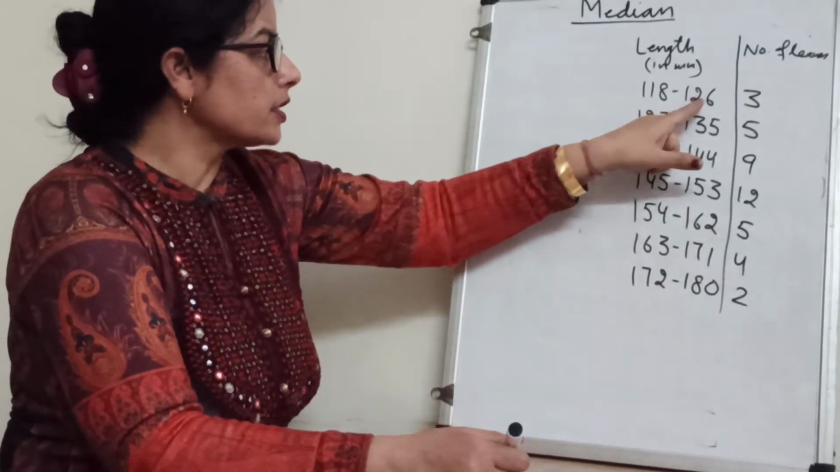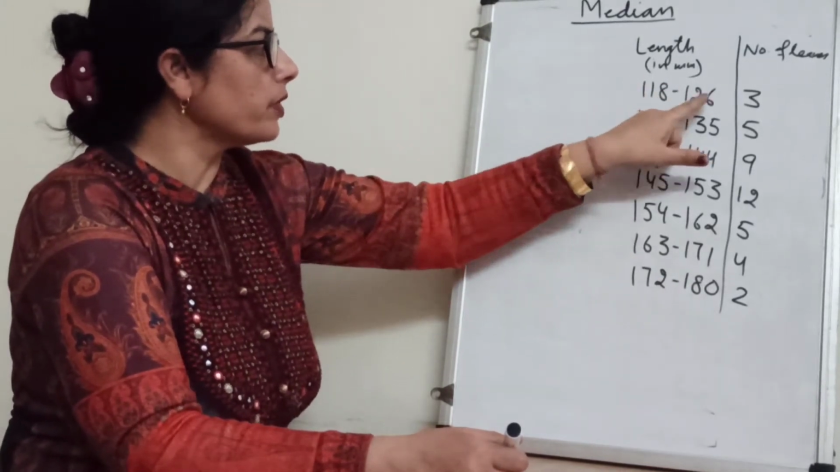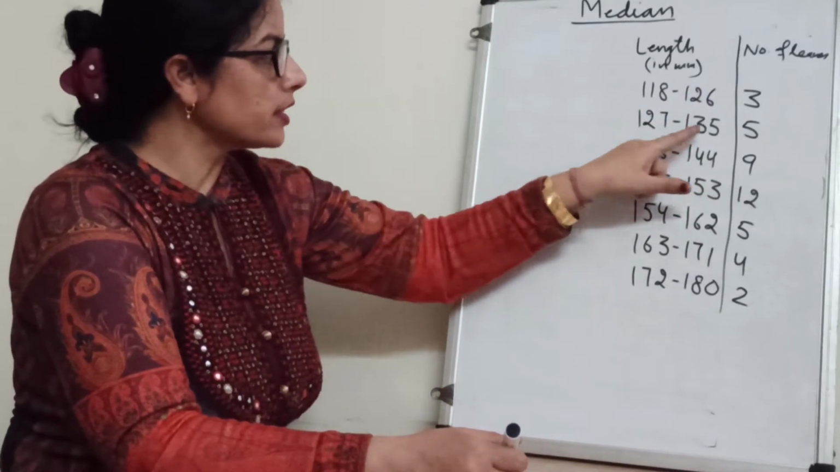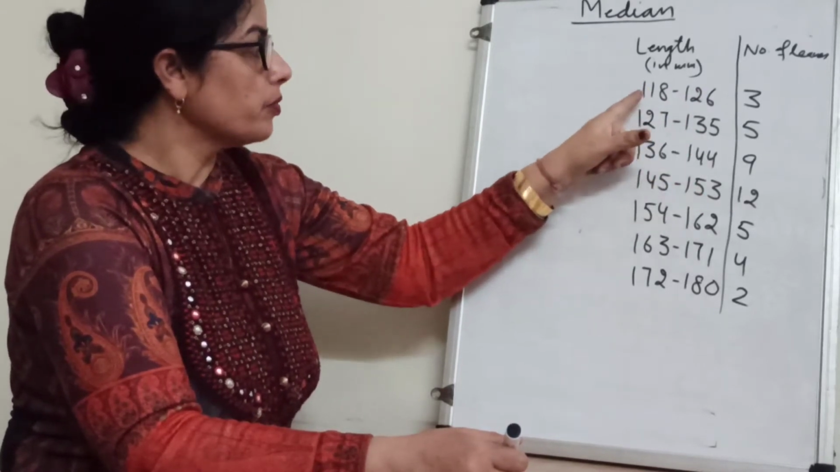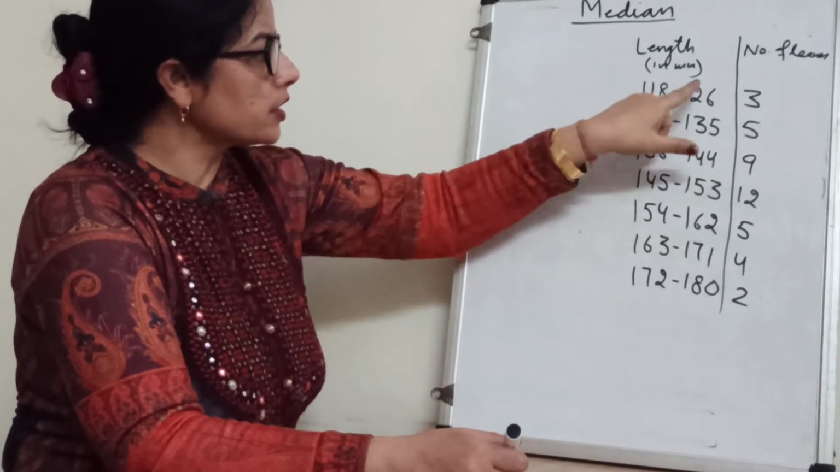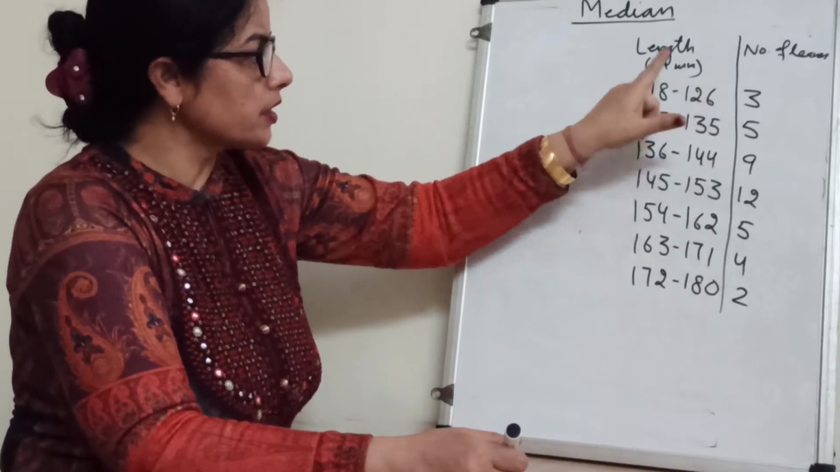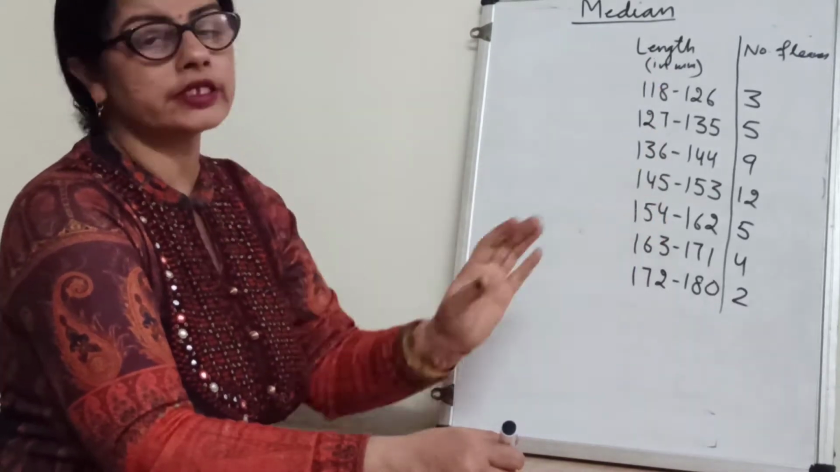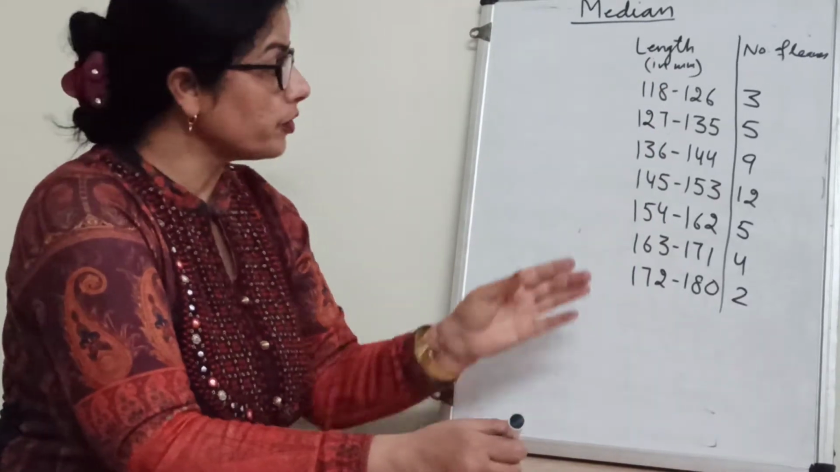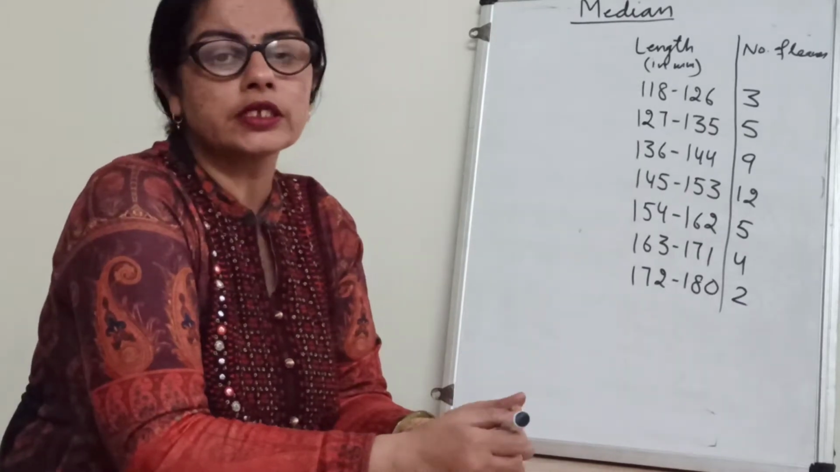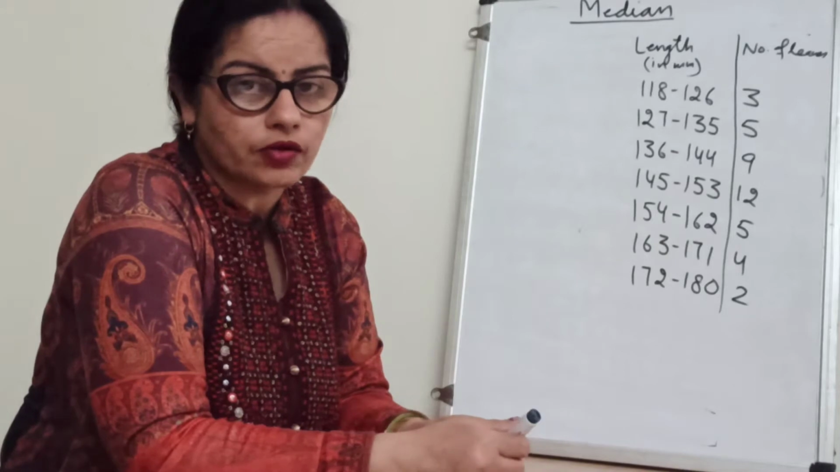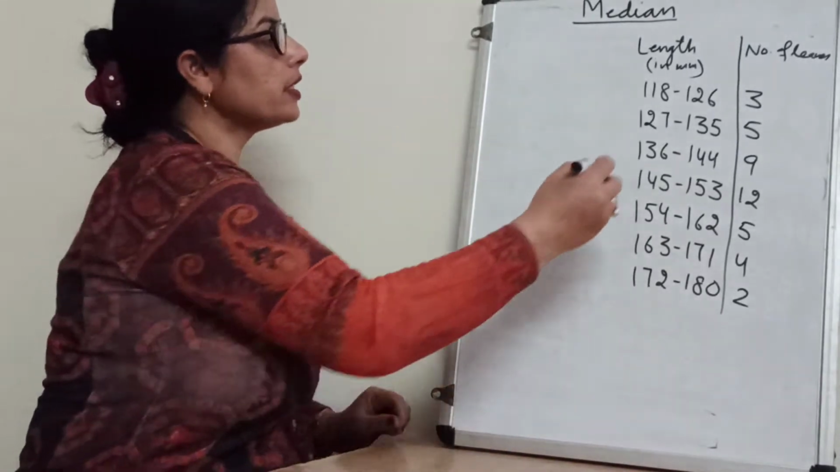Here the class intervals are 118 to 126, 127 to 135, which means the class intervals are not continuous, because it is ending at 126, then the next should start at 126 here, but it is not there. So the intervals are not continuous, and we know how to make them continuous. This concept we did in 9th class also. Again I am telling you what the way is.